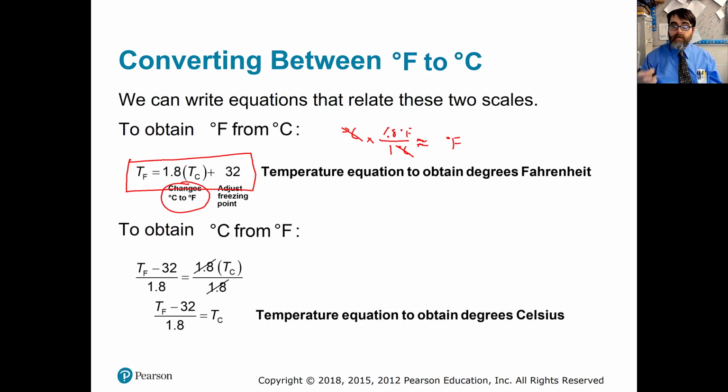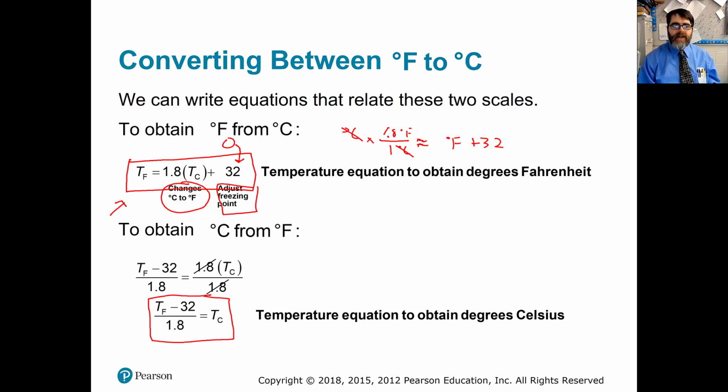However, because the zero points don't match, the Celsius scale for water freezes at 0. For the Fahrenheit scale, it freezes at 32. We then have to do that 32 degree adjustment. And so there's an adjustment for the freezing point. If you want to jot it down, this is the formula for solving for Celsius. Instead, personally, I take this one and I use basic algebra to rearrange it every time.